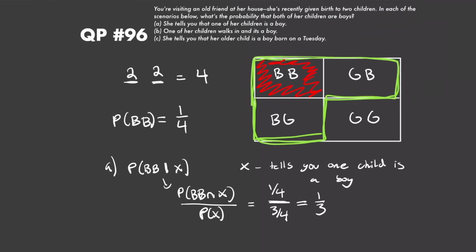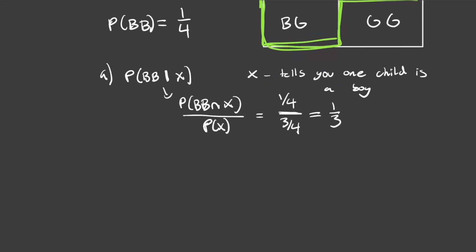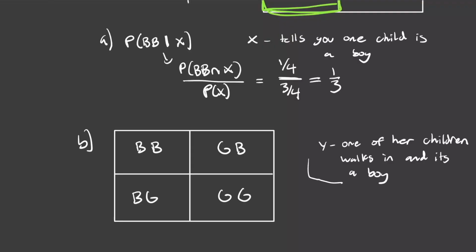Alright, now let's move on to part B, where one of her children walks in and it's a boy. How is this different from part A? Well, let's just look at it here. Let Y be the new condition that one of her children walks in and you observe that it's a boy. Then we'd be trying to find the probability of boy, boy given Y now. If you just follow the exact same process that we did in part A, you'll find the difference.